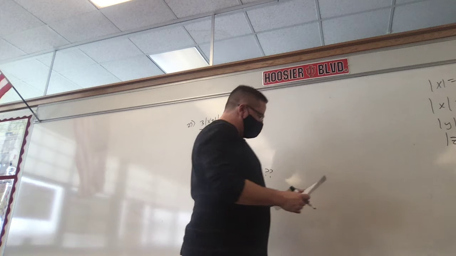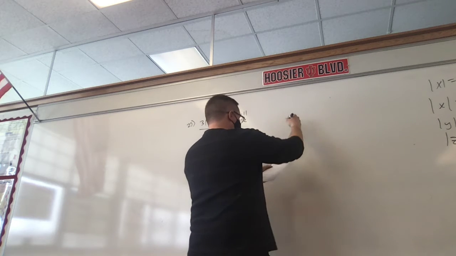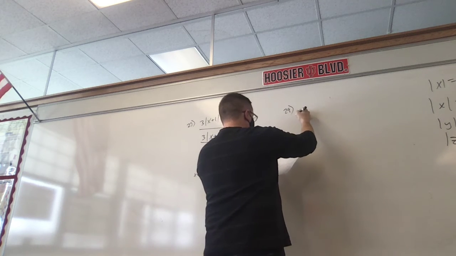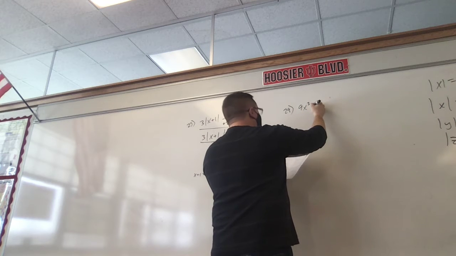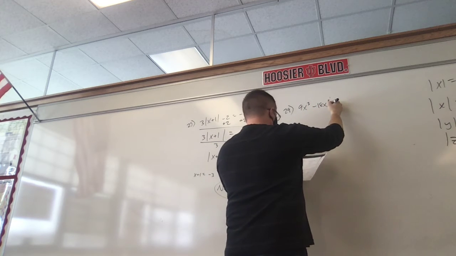Okay, last one, number 29, the last one we're going to do right here. 29: 9x^3 minus 18x^2 minus 4x plus 8.